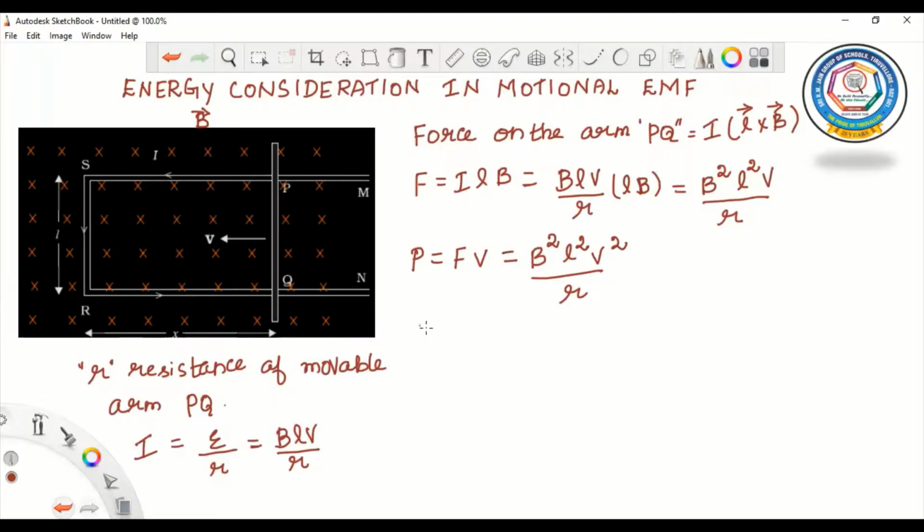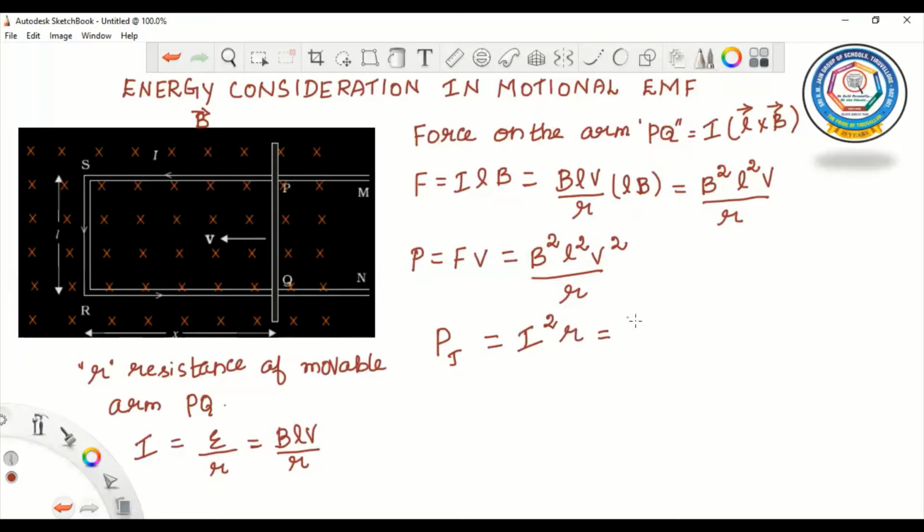The agent that does this work is actually mechanical. And we will have one doubt here. Where does this mechanical energy go? Actually, this mechanical energy is dissipated as Joule heat. We know that by Joule's heating effect, P is equal to I square R.